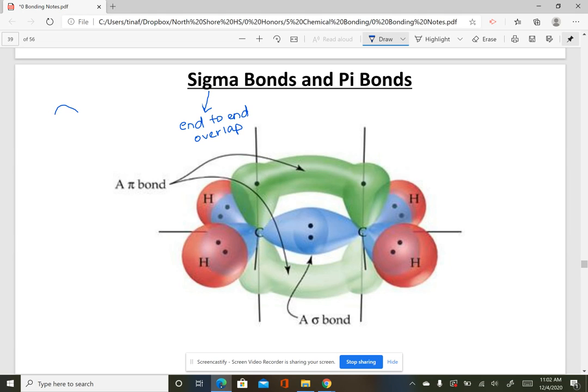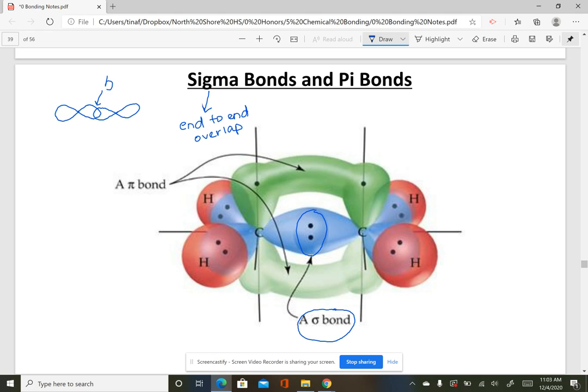So here's my one dumbbell, and the other one would overlap it like that. That overlap is a sigma bond, okay? And they show that to us down here too. So this is a big complicated molecule. It's a C2H4 molecule, and there's a sigma bond where we have this overlap on the ends of the dumbbells.